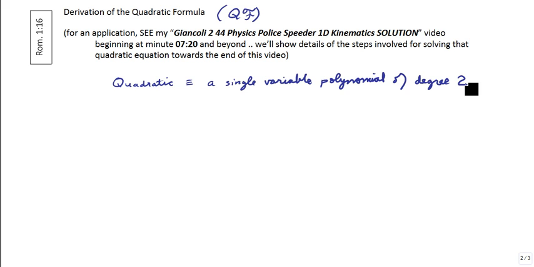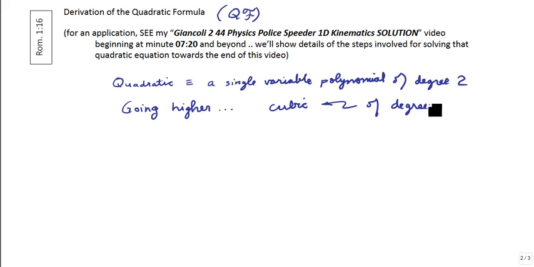If we go to higher degrees, we would encounter a cubic equation. So for example, going higher, we would encounter a cubic. This is a polynomial of degree 3. A quartic. This is a polynomial of degree 4, and so on.